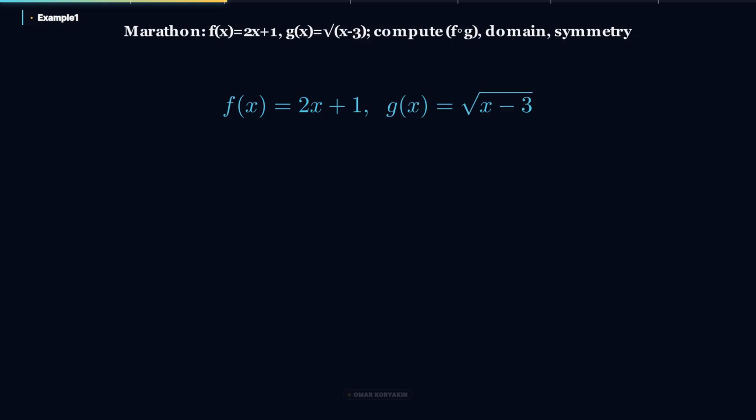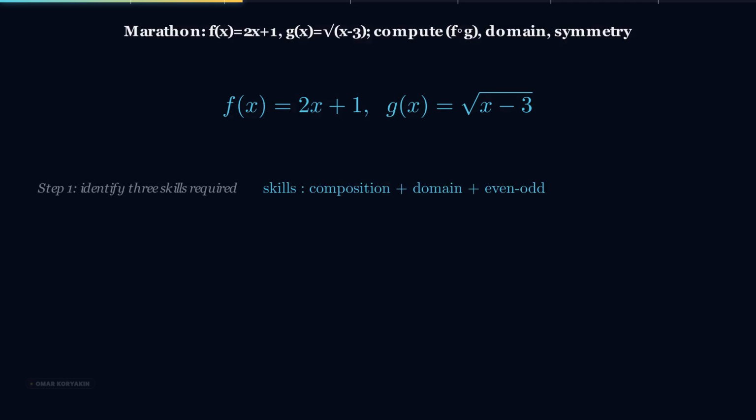Here is the first marathon problem. Given f of x equals 2x plus 1 and g of x equals the square root of x minus 3, compute the symbolic rule for f composed with g, identify the domain of the composition, and determine whether the composition is even, odd, or neither. The problem combines composition, domain analysis, and even, odd classification. Step 1. Identify the skills required. Composition for the symbolic rule, domain analysis for the second part, even, odd test for the third part. 3 skills layered into one problem with the composition feeding into the domain analysis and the resulting function being tested for symmetry.